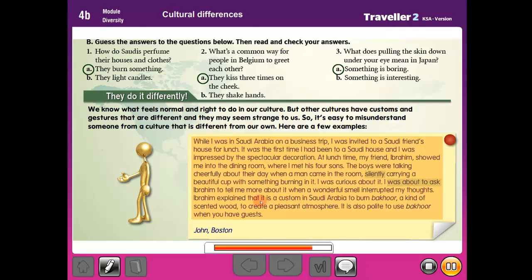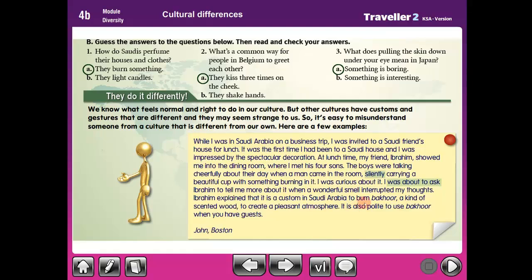Ibrahim explained that it is a custom in Saudi Arabia to burn bakur, a kind of scented wood, to create a pleasant atmosphere. It is also polite to use bakur when you have guests. John, Boston.